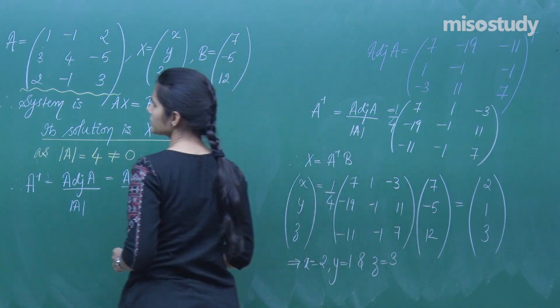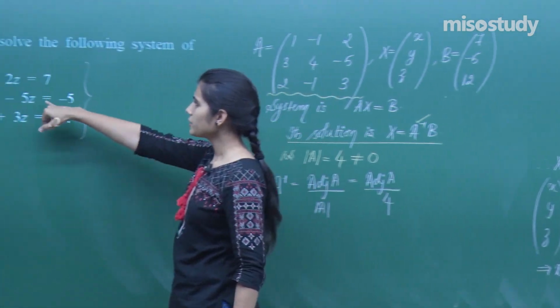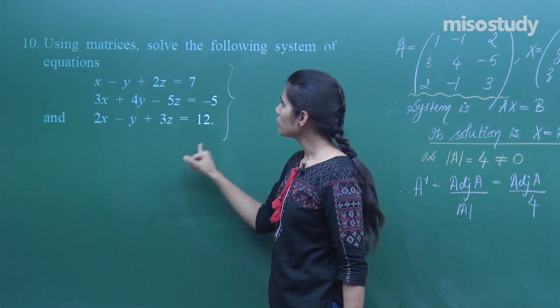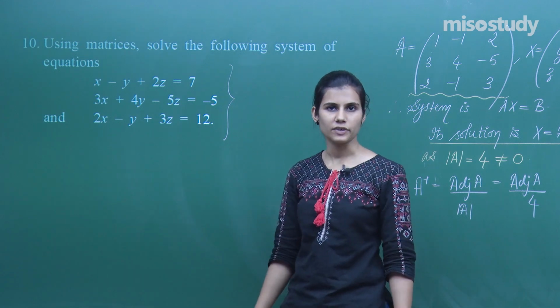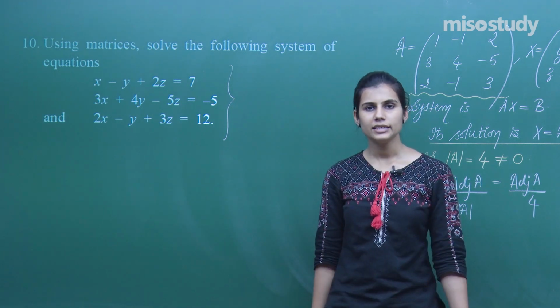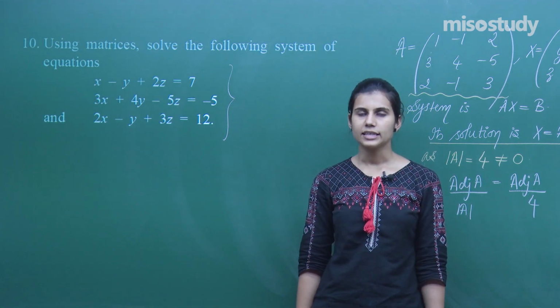You have solved the system: if X is 2, Y is 1, and Z is 3, then all three equations will be simultaneously satisfied. Okay, that's it from my side. Please revise all these questions nicely. Thank you.